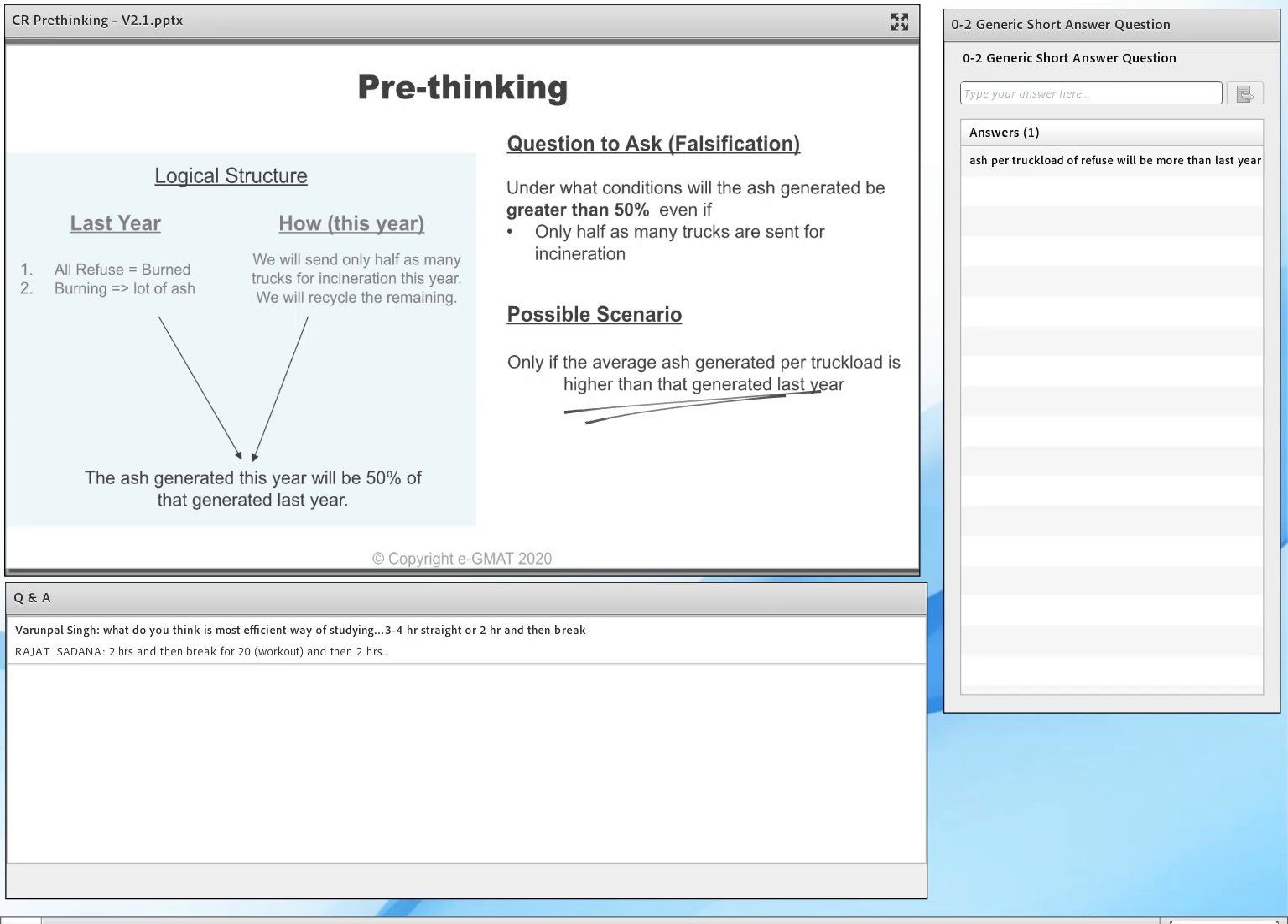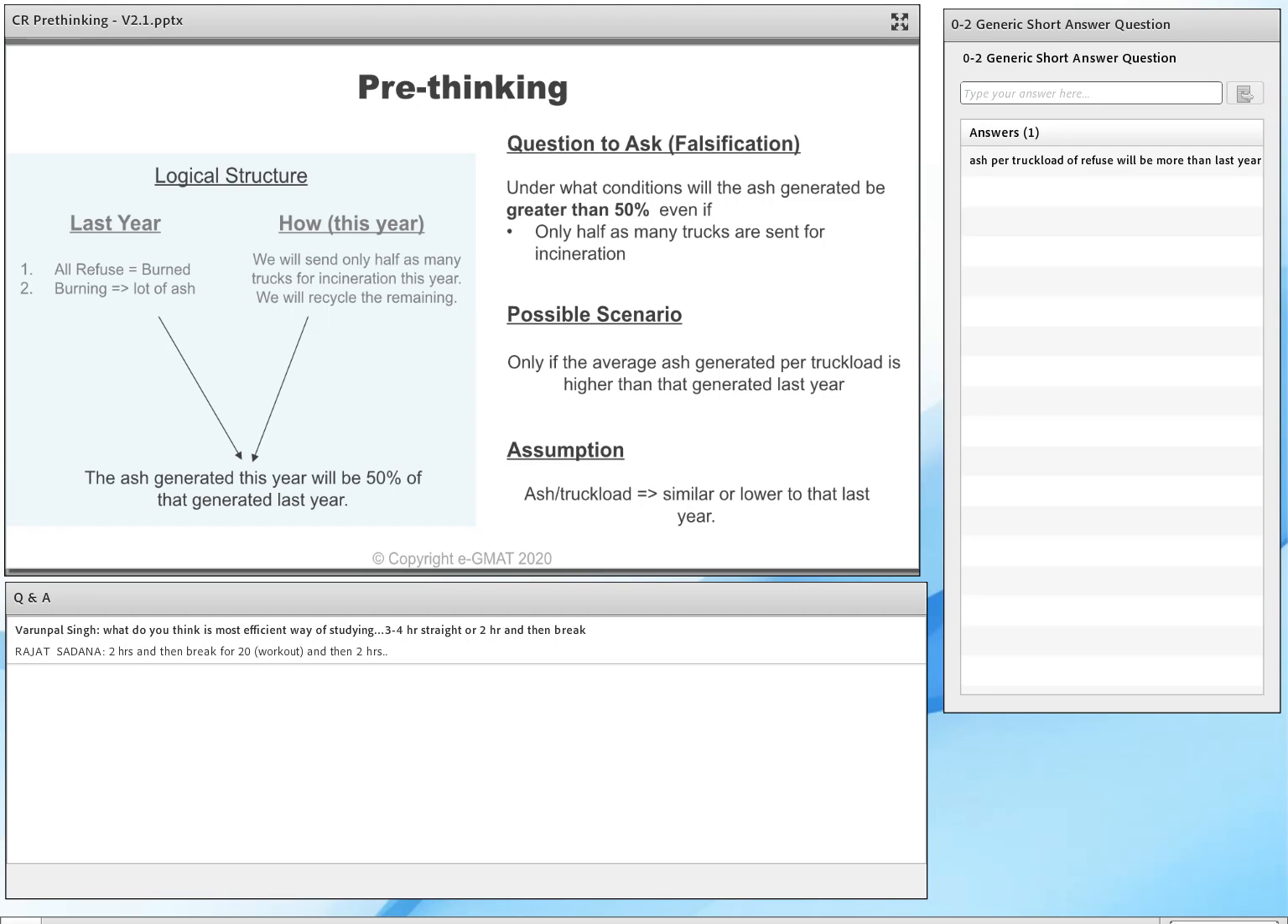Very, very similar to the highway miles question, where the only scenario was that the total distance goes down. You can really see how the logic starts to repeat if you visualize this. Okay. The only assumption is ash per truckload needs to be similar to or lower than what it was last year. Okay. Is that clear?